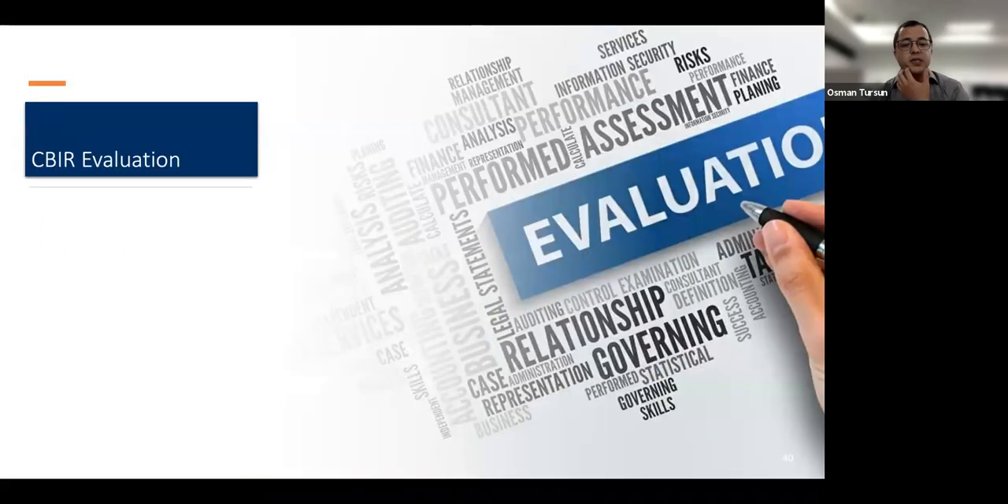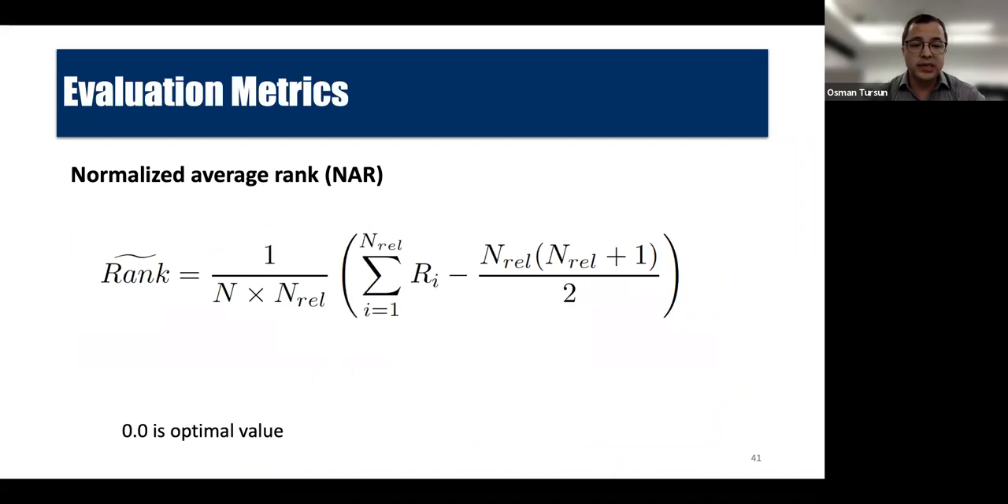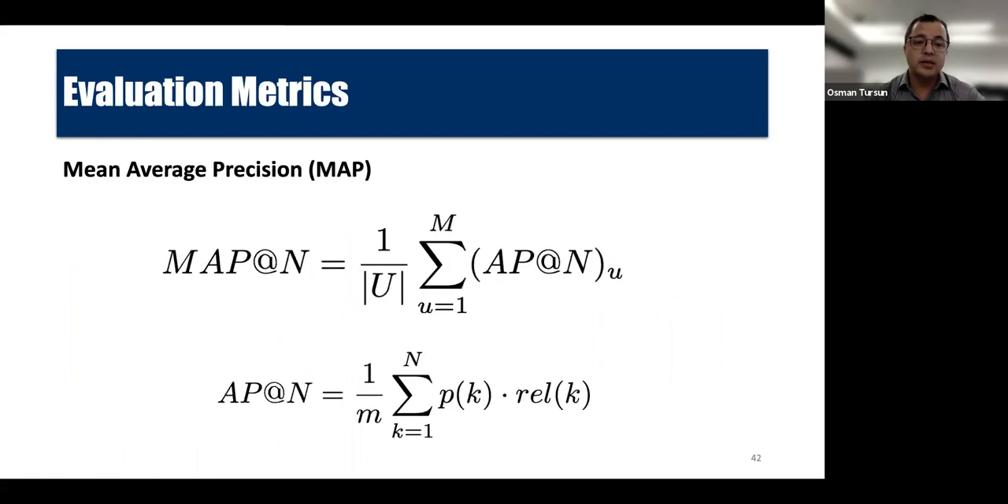And for evaluation, I applied normalized average rank, where a smaller value means a better ranking result. Another is mean average precision, where a high MAP value represents good top-N results.